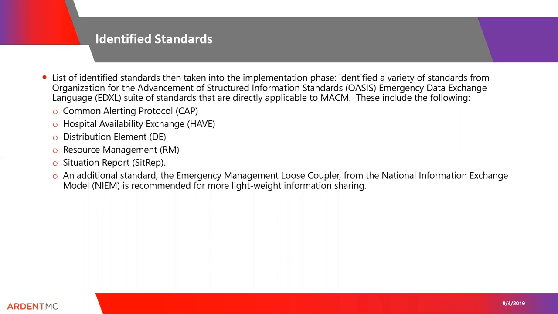A vast majority came out of the Emergency Data Exchange Language, the EDXL suite of standards. That included the Common Alerting Protocol, which I'm sure you've all heard of. You would use CAP messaging in situations like IPAWS when they're sending out alerts based on some kind of incident. The Hospital Availability Exchange, that's hospital information. The Distribution Element is far more technical than the others and a little harder to explain, but essentially it gives the developer the ability to determine how to form that message to send information back and forth between two systems. Resource management gives a lot of the resource management information that we were talking about earlier. And then the situation report, which is situational awareness information.